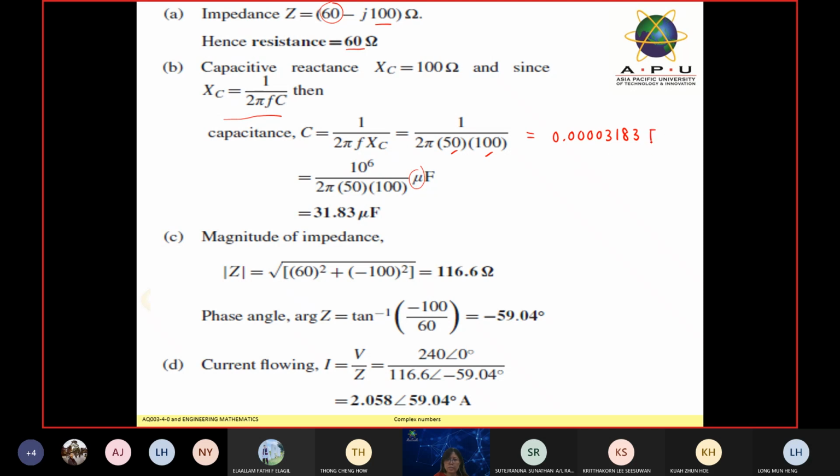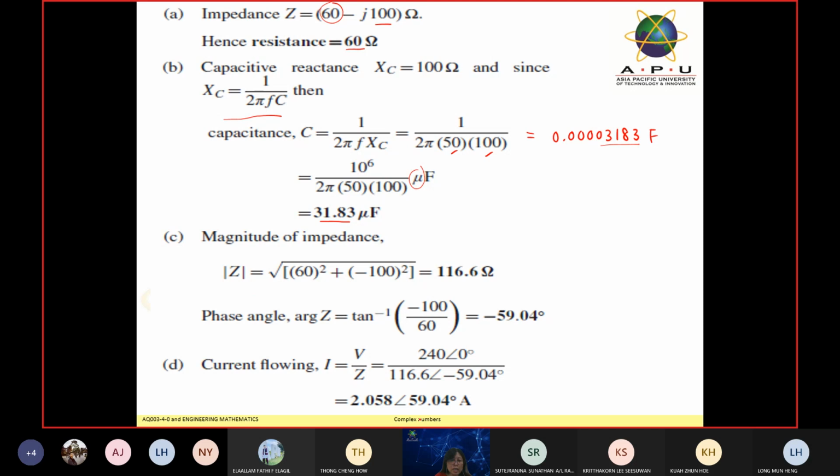Okay, so this is the original answer. With the micro, you can write it as 81.83 micro. As I said just now, micro is actually 10 power minus 6. That means when you shift the binary point 6 places to the left, you can get back to the original number. Okay, so capacitance done.